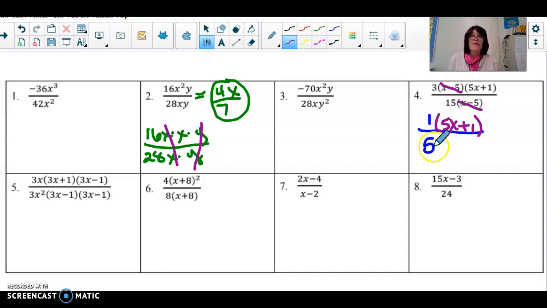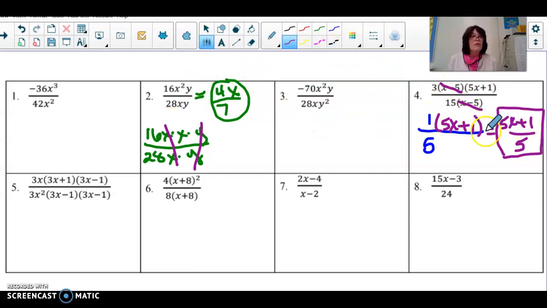I can't cancel these 5's, guys, because that's connected by addition. If I want to cancel 5x plus 1, I need to have another 5x plus 1 in the denominator. I would probably just write this as 5x plus 1 over 5. You don't need the 1 times it. That's irrelevant. 1 times anything is itself. So anyway, 5x plus 1 over 5. Do not cancel these 5's. They cannot cancel. This 5x is connected to the 1 by addition, not multiplication.